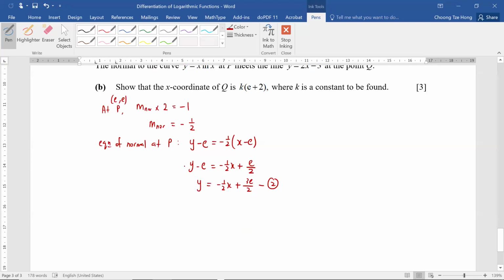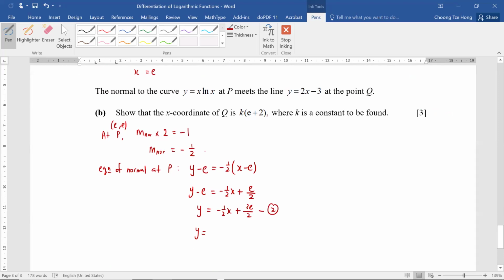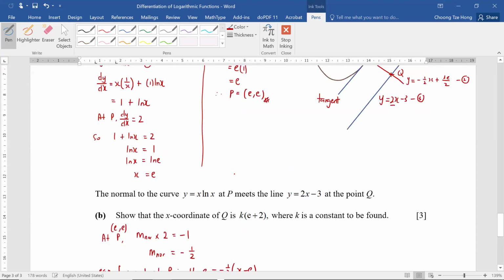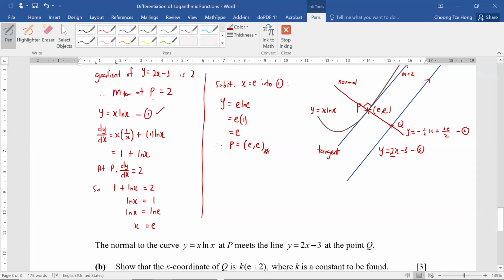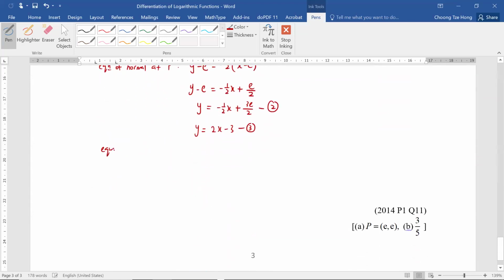Then after that, we're going to solve simultaneously with y equals 2x minus 3. The equation of this normal we just found to be y equals -half x plus 3e over 2. So I call this equation 2, and y equals 2x minus 3 will be equation 3, because on top I've already labeled equation 1. So let's call it 2 and 3. We are going to equate 2 and 3.